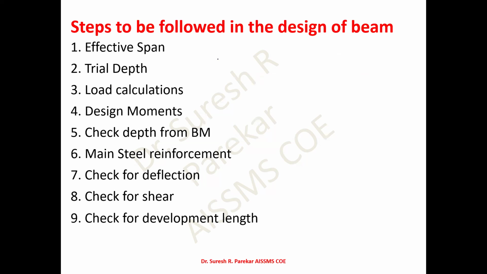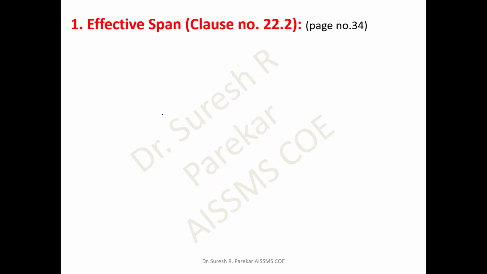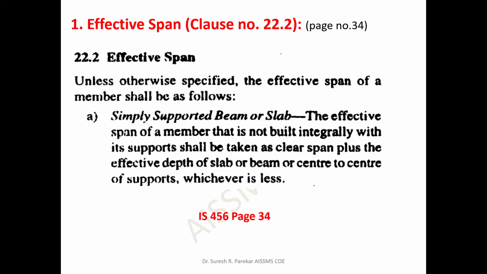You are not going to write in this mesh. You have to write in detail in all, in slabs also, in beams also, in columns also, in footing also. So the steps you have to write down over there. So what is the first step? Effective span. You have to write effective span, which is given in clause number 22.2, page 34. Same for slab and beam.